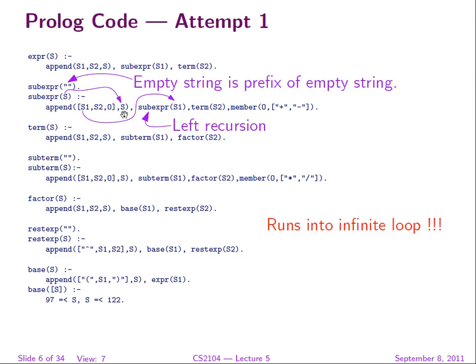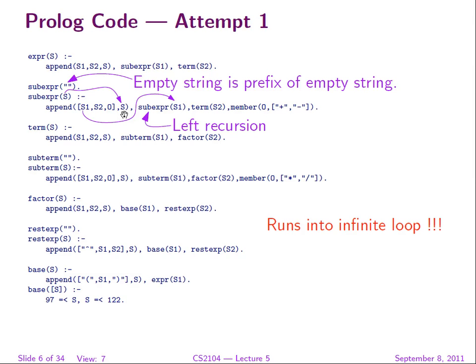And it seems that if we run this program, we should be able to accept strings. But it's not quite true. The reason for that is the left recursion that we have, combined with the fact that the left recursive non-terminals generate the empty string. And it so happens that the empty string is a prefix of the empty string, and that's a recipe for an infinite loop, right?